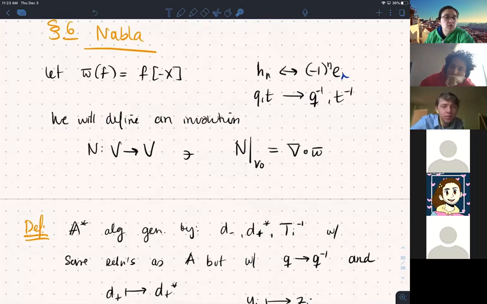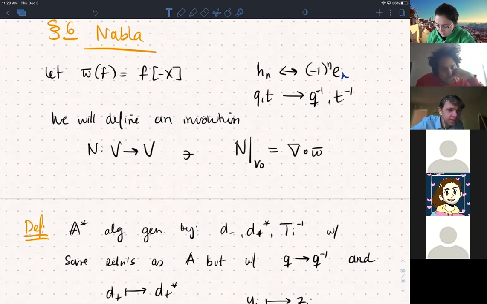So what does omega bar do to H lambda? I think omega bar takes it to H lambda transpose or something like this. I never remember. Probably because you're swapping Q and T, right? And I think if you take H tilde of Q inverse and T inverse, you get H tilde of lambda transpose. That seems right. But I don't remember off the top of my head. Okay, anyway.